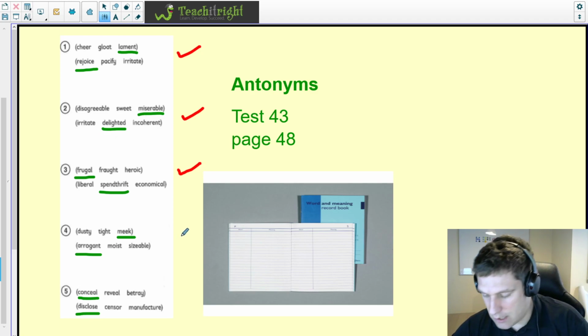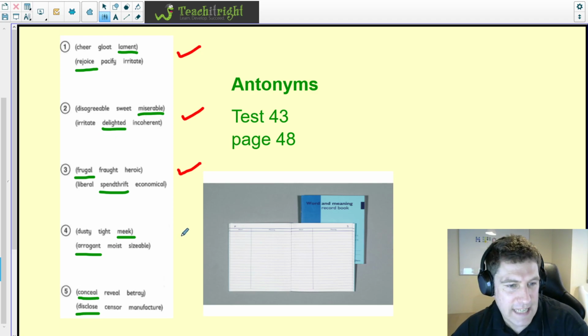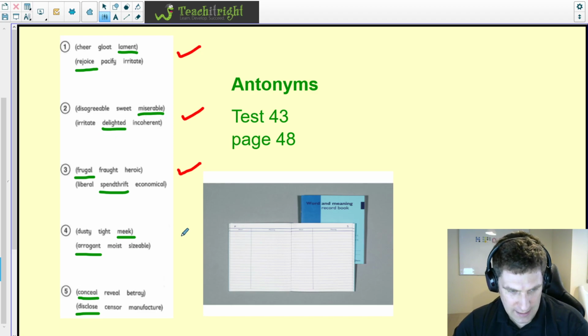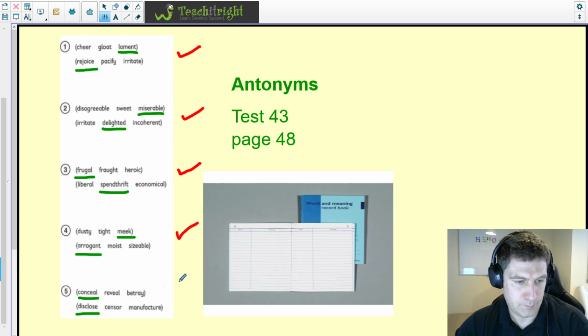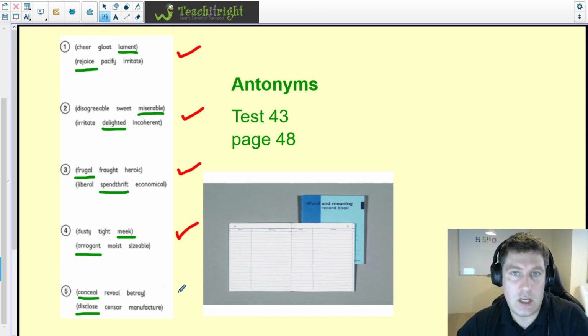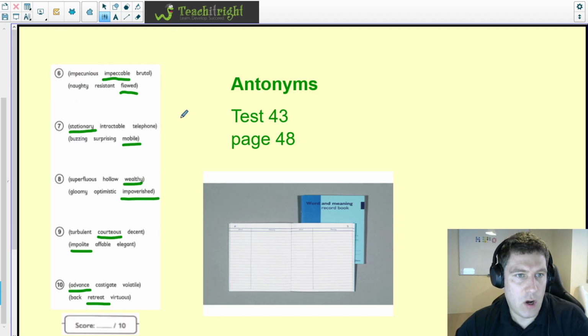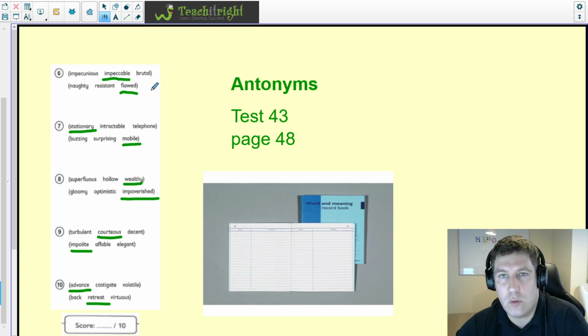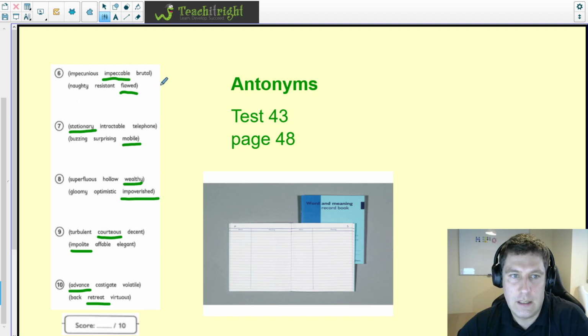Meek and arrogant. So meek is quiet and obedient, whereas arrogant is the opposite of that, sort of being loud and brash. So meek, quiet and arrogant are the opposites. Conceal, if you conceal something, you hide it, and then disclose, you reveal it. So again, well done if you got that one. Then we've got impeccable and flawed. Impeccable is when there's no mistakes. Sometimes we might talk about an impeccable performance without any mistakes. Well done if you got that one.